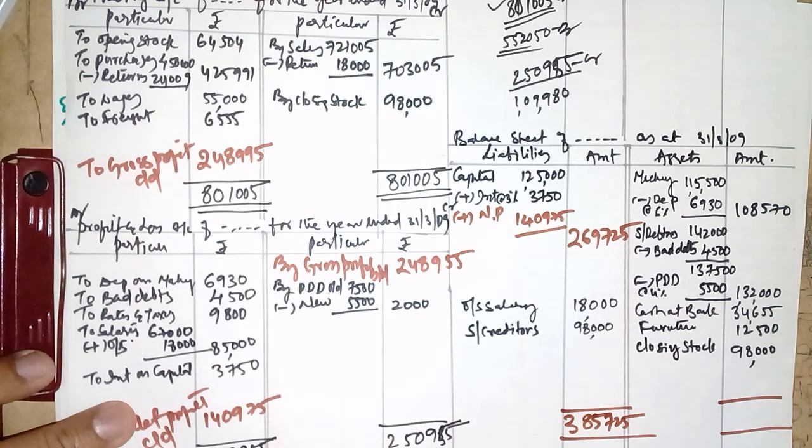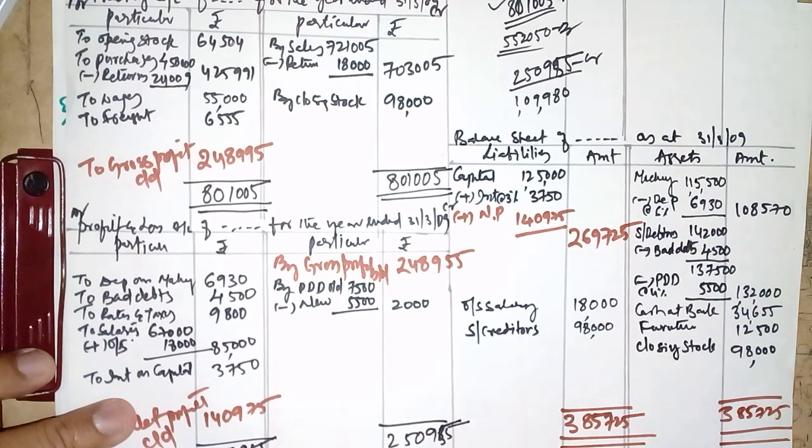1,08,570, then 1,32,000 minus 34,655 minus 12,500. So fortunately, or by the grace of Almighty, we could tally the balance sheet. That is 3,85,725. This is the most important area, tallying the balance sheet, right?